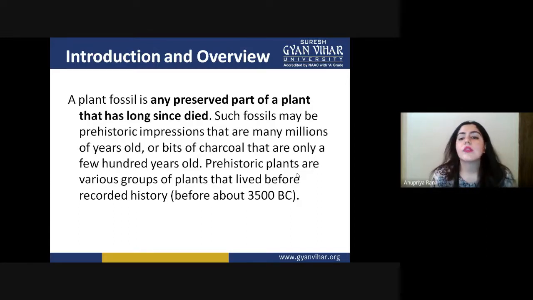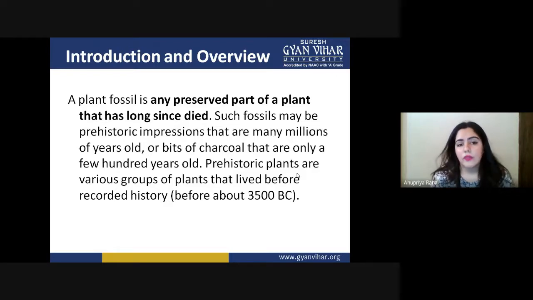Such fossils may be prehistoric impressions that are many millions of years old. They are not just days old, or 50 years or 70 years old. Mostly we are talking about fossils that have to be a minimum of 500 years or 200 years old, because if we take a very short time duration to make a fossil plant, that cannot be good, because sometimes the adaptation quality can be inbuilt into some other kind of plant.